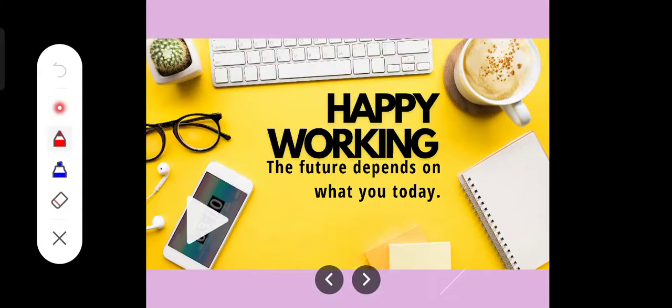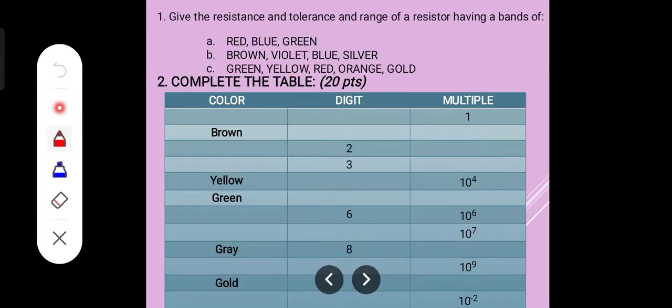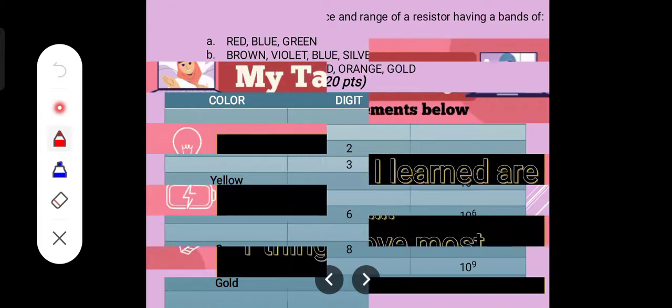Okay, so happy working. The future depends on what you do today. You can now proceed to answer what is posted in your teach meet, and you're going to answer this one. Be sure to put it in a paper, write your name and the type of performance. So this will be a performance task.